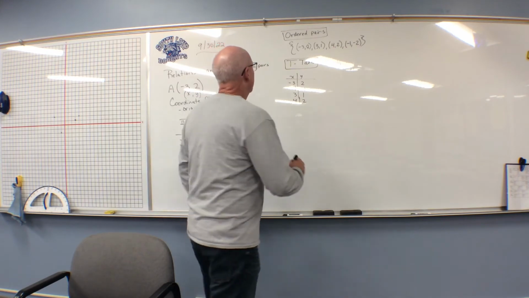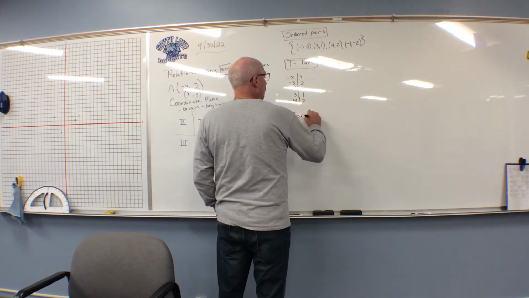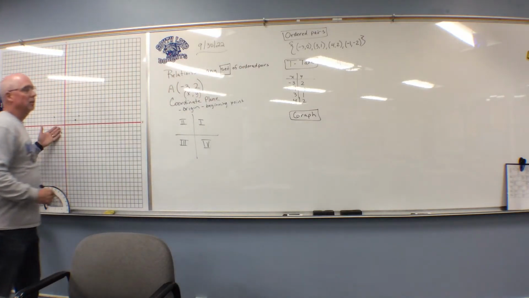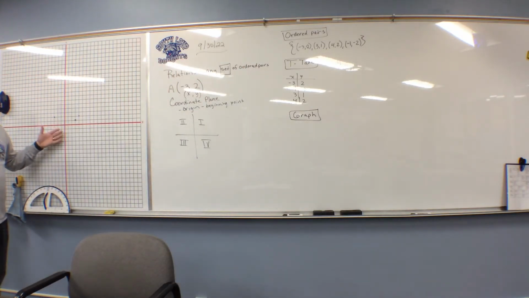Okay. The third way to show a relation, I've already showed it, and that's a graph, and that's over here. So that is the third way to show a relation.